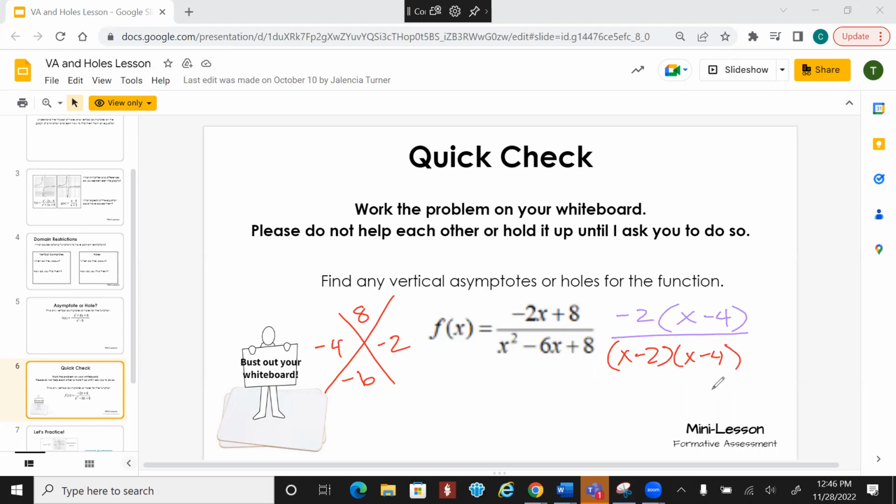So what are the vertical asymptotes? What are the holes of this function? What's the vertical asymptote going to be?